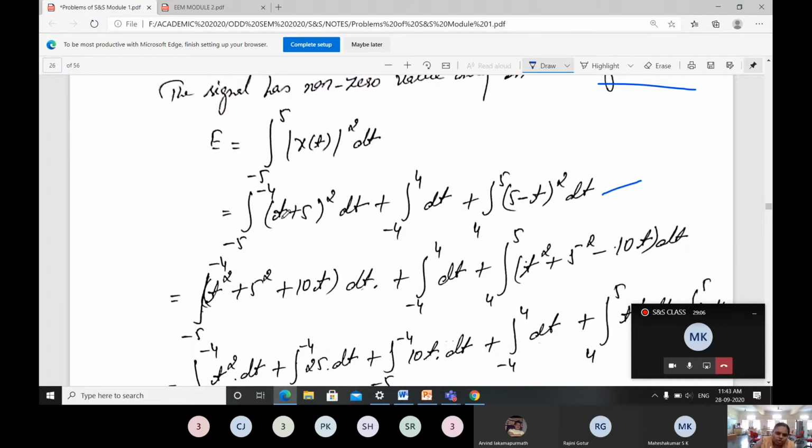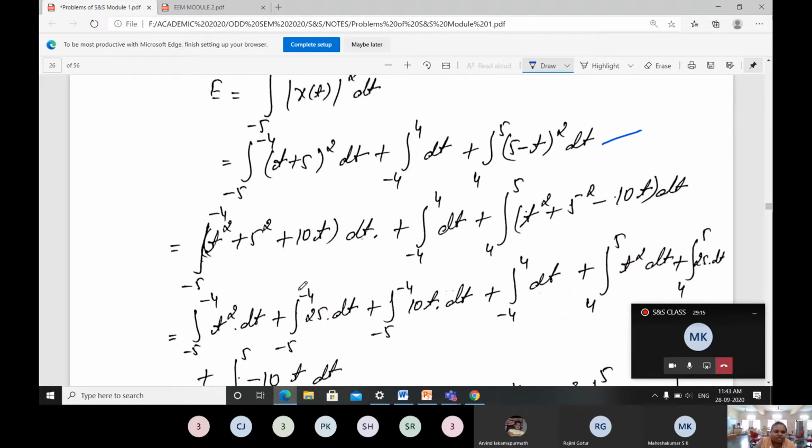Next, use a plus b whole square. Don't go for direct substitution and all. Go with one by one step, then only you'll get the exact result. t square plus 5 square, a square plus b square plus 2ab, so you'll be getting 10t dt. Then 5 minus t whole square, a minus b whole square: t square plus 5 square minus 10t into dt. You will be getting this equation.